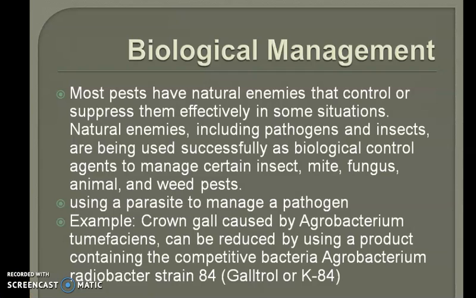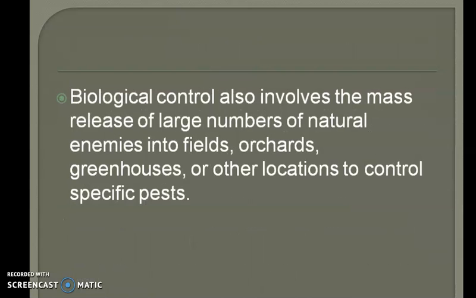Sometimes parasites are also being used to manage the pathogen attack. For example, crown gall caused by Agrobacterium tumefaciens can be reduced by using a product containing the competitive bacteria Agrobacterium radiobacter strain 84. Biological control also involves the mass release of large numbers of natural enemies into fields, greenhouses or other locations to control specific pests.